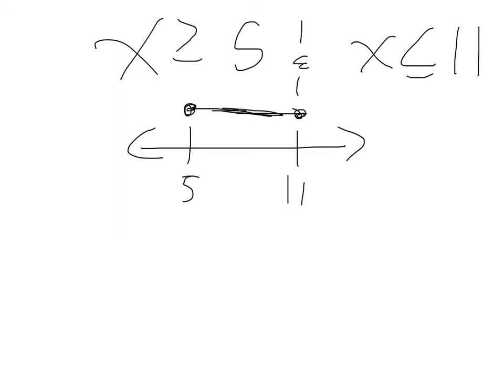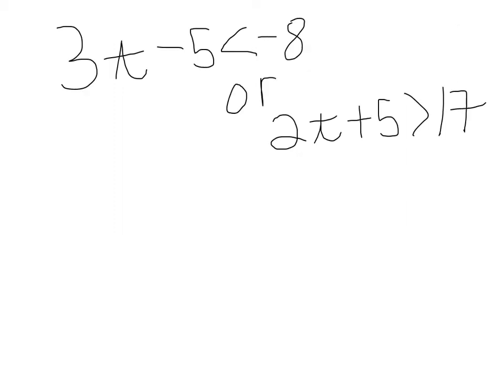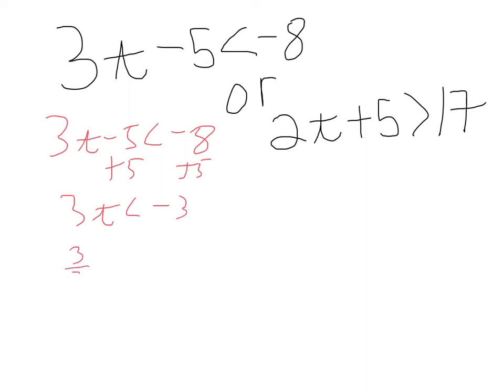Okay, look at the next one. You have 3t minus 5 is less than negative 8, or 2t plus 5 is greater than 17. In this one, if we look at just 3t minus 5 is less than negative 8, we solve it. We add 5, we add 5. You get 3t is less than negative 3, divide by 3, and so you get t is less than negative 1.